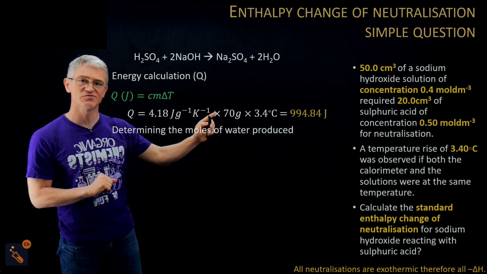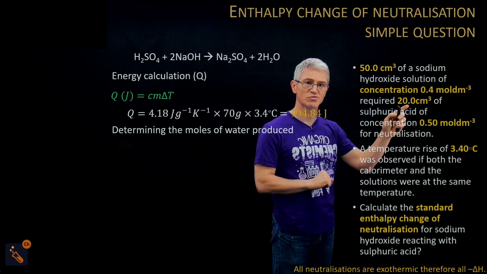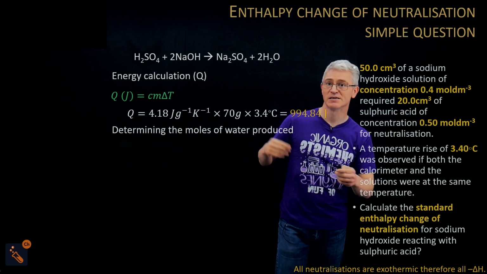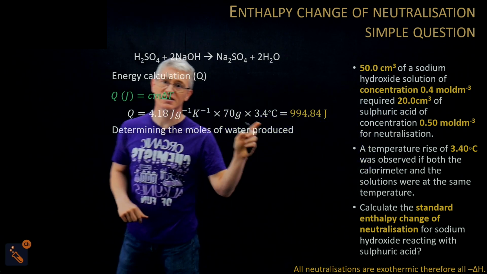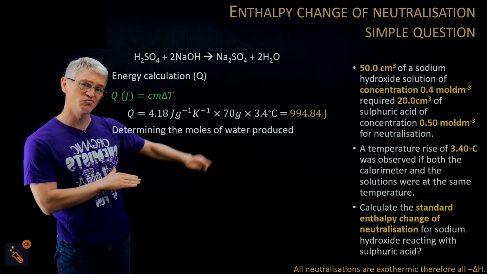We put our numbers in. Notice we've got 70 grams. So if I go across here, why have I got 70 grams? Well, I've got 20 centimetres cubed here and 50. 20 plus 50 is 70. So there's my 70 grams in the middle. And the temperature change was 3.4. It tells you that. And it's a temperature rise, remember.